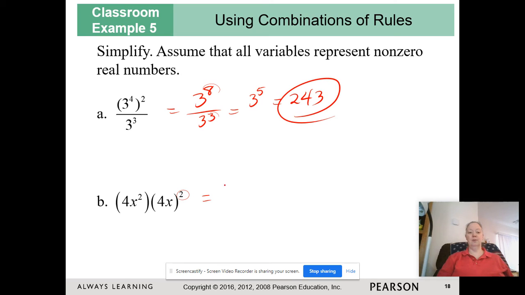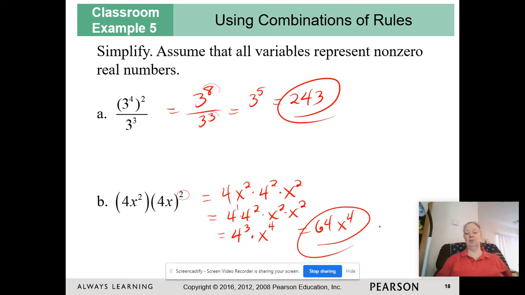Power rule. So 4x squared, 4 squared, x squared. Let me just rearrange it. Okay, now we're going to use the product rule. So we've got 3 4's being multiplied, and we've got 4 x's being multiplied, and 64 x to the 4th.